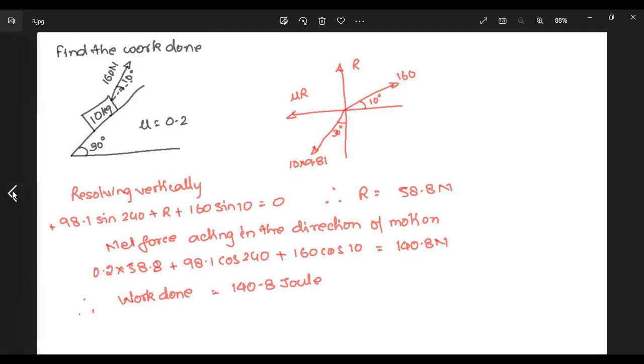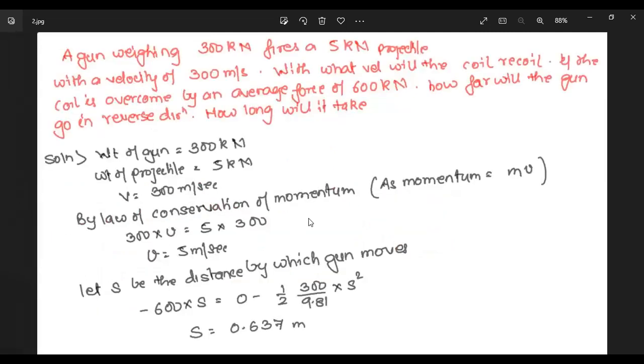So let us take another problem. This is where a gun weighing 300 kilonewton fires a 5 kilonewton projectile with a velocity of 300 meters per second.